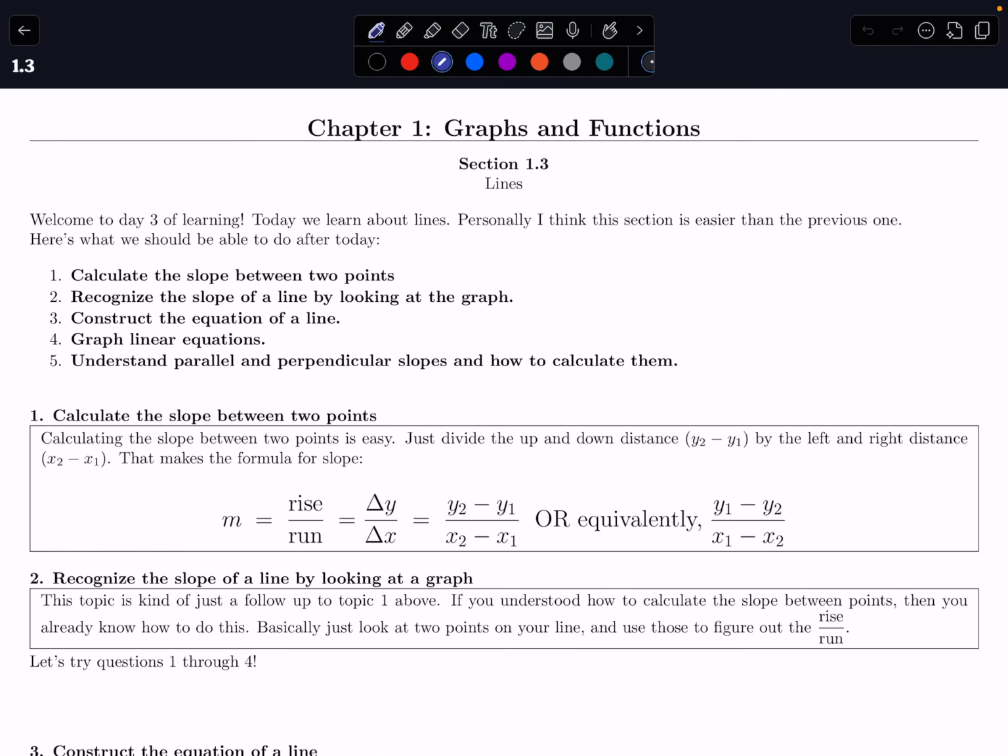Hi folks, here we go. This is chapter 1.3, all about lines.